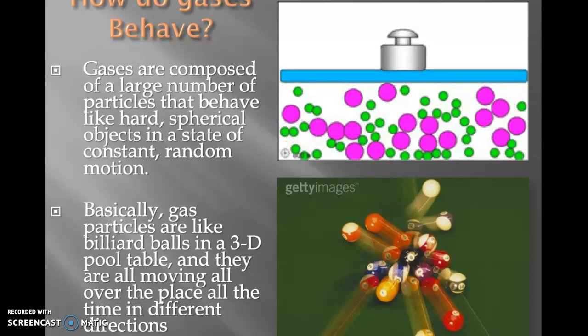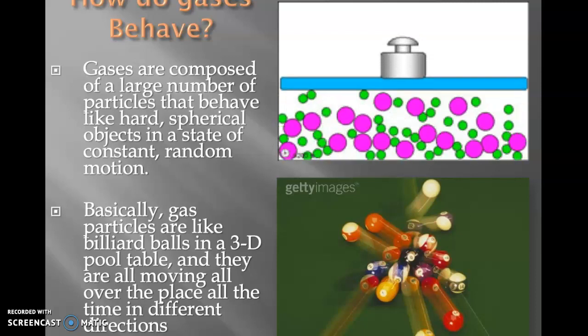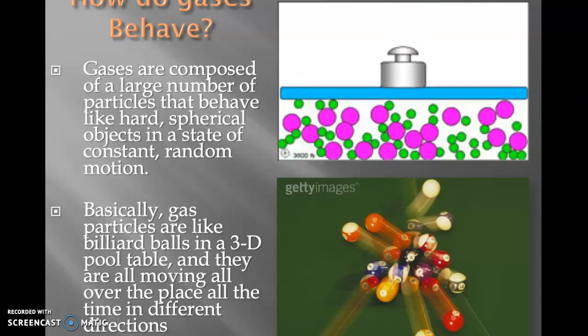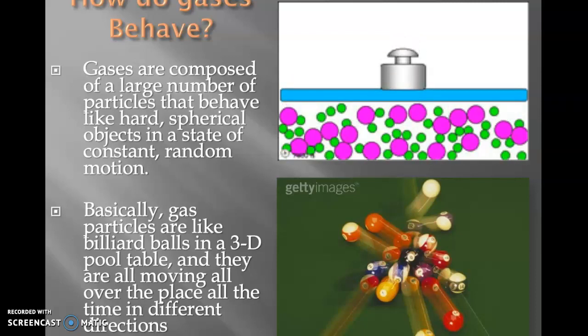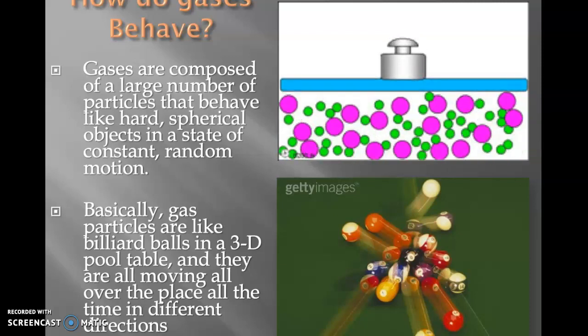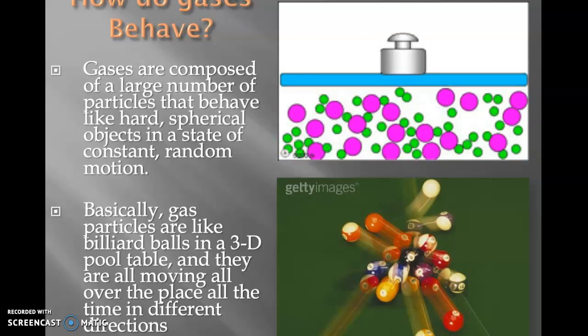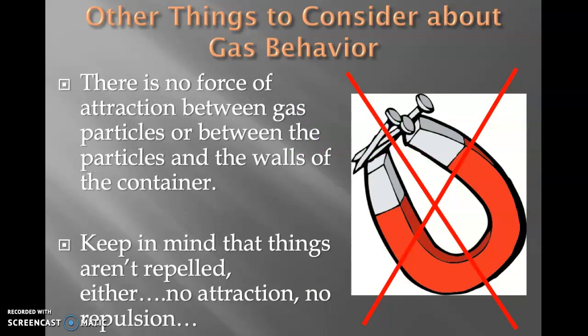So this slide basically says that gases never stop moving. The molecules are in constant motion and they move in straight lines. And when they bounce off of something, they start moving away in the opposite direction in a straight line. Gases aren't attracted to each other and they're not repelled. So gases don't want to get closer to other gas molecules, and they don't even want to stay away from other gas molecules. They just kind of do what they do.